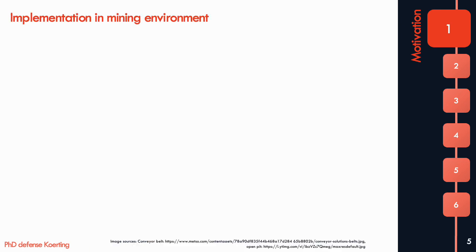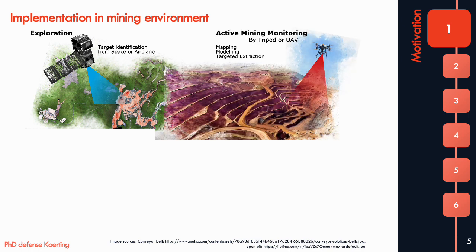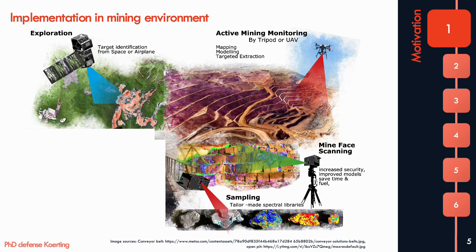So what do I mean by this? This can be seen on different scales. We have satellite-based sensors that could be used for target identification from space, for exploration, for example. There could be active mining monitoring by UAV to improve different mapping and modeling techniques. Then there's mine face scanning, in front of a mine or pit face in a higher resolution, identifying areas for extraction and for the different processing steps within the mine.